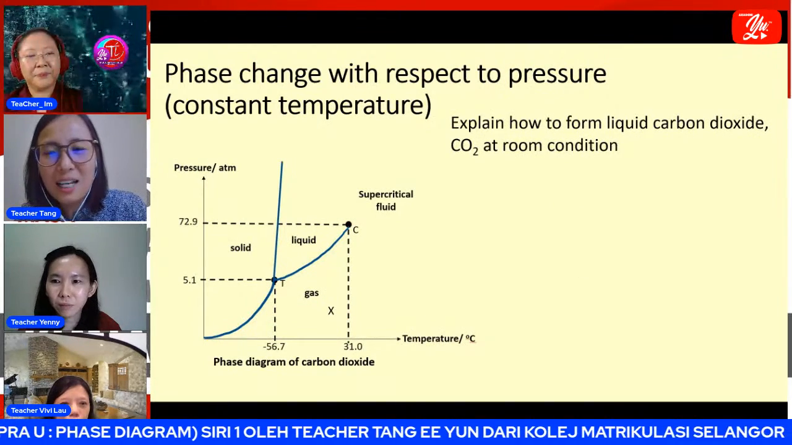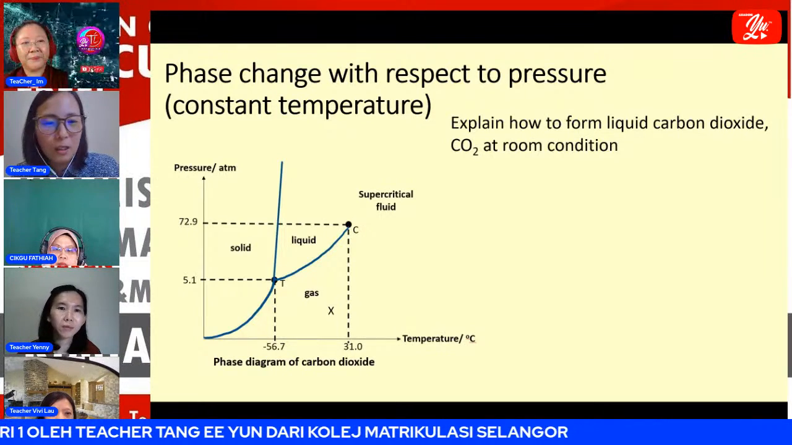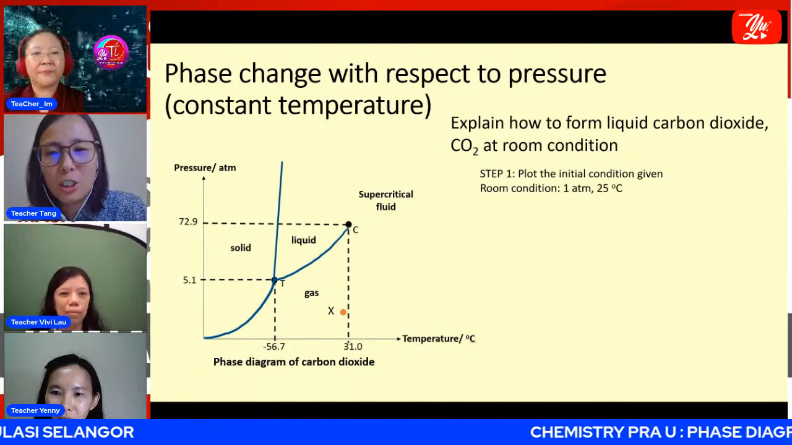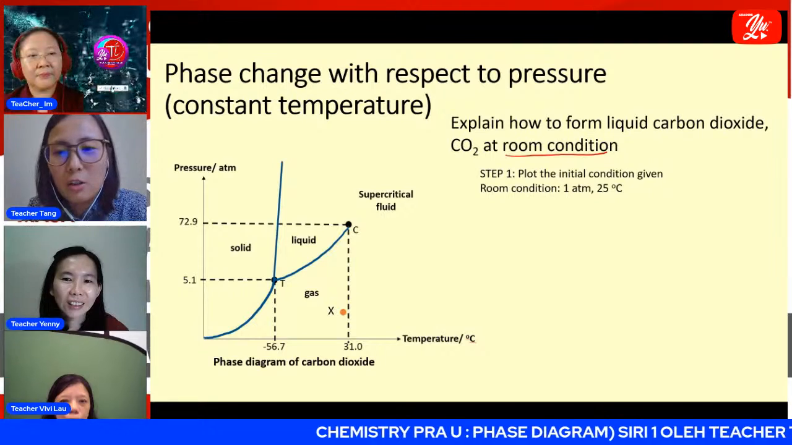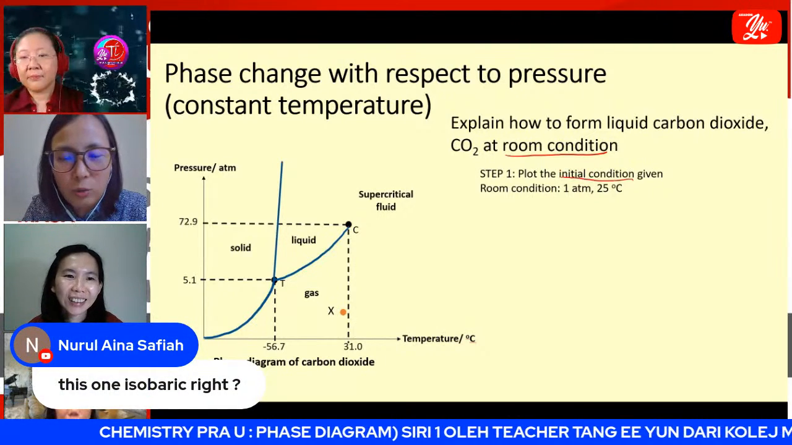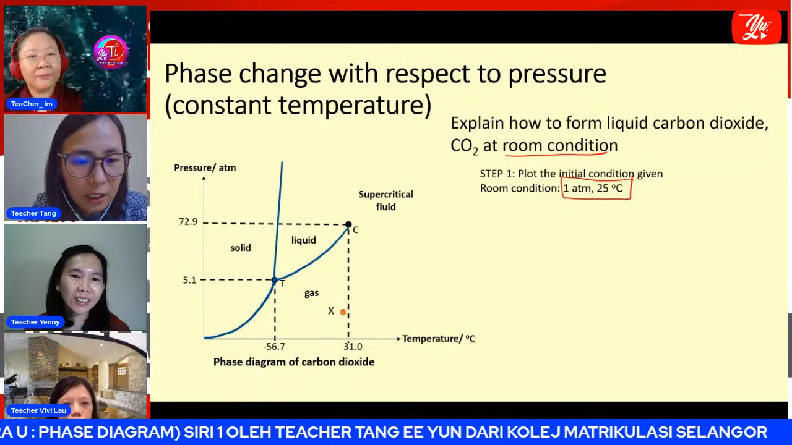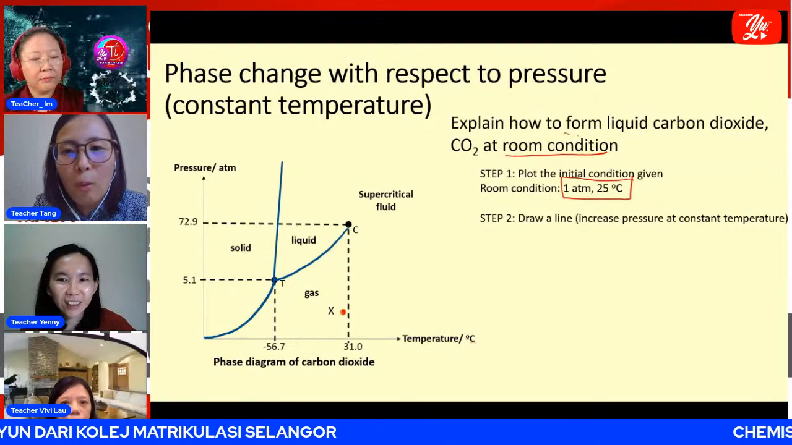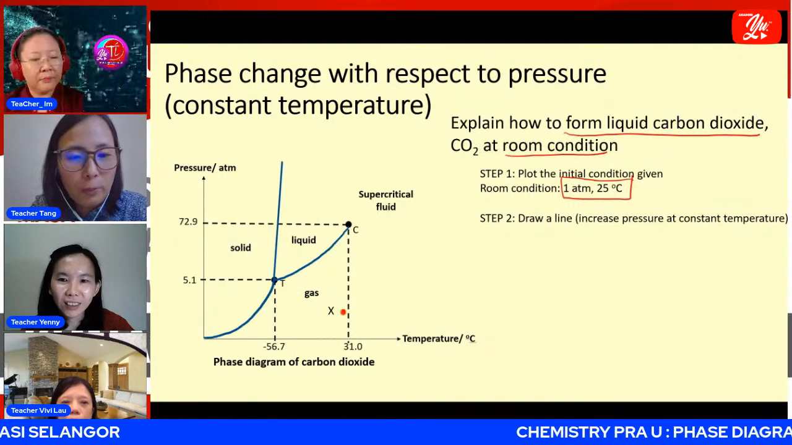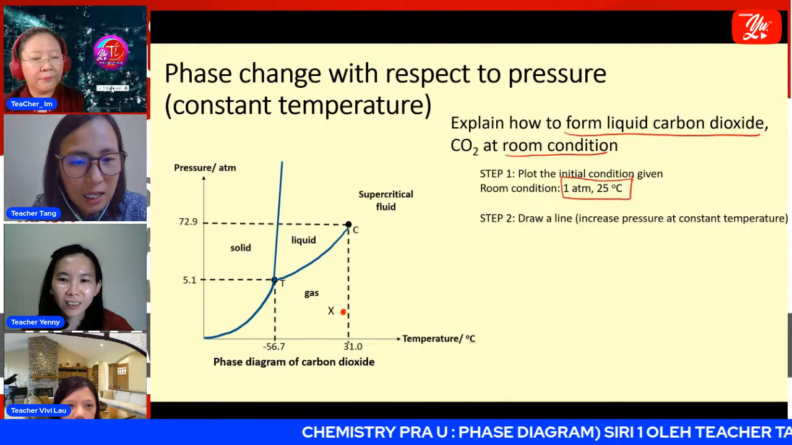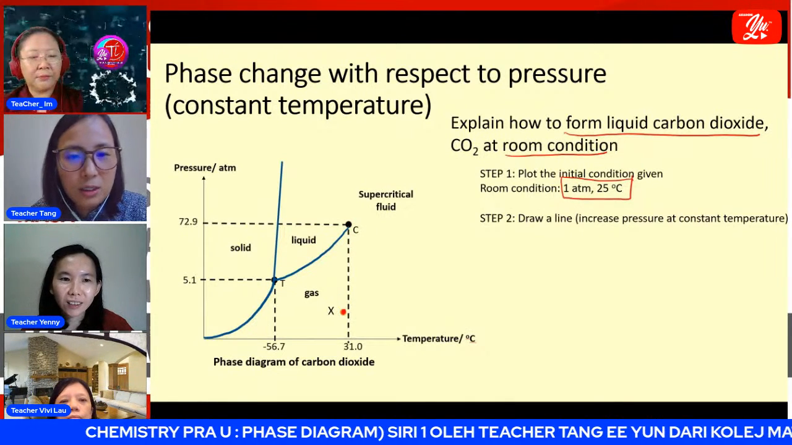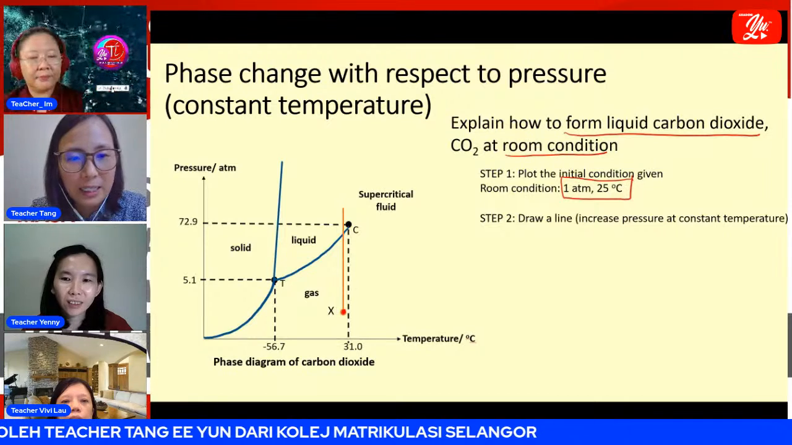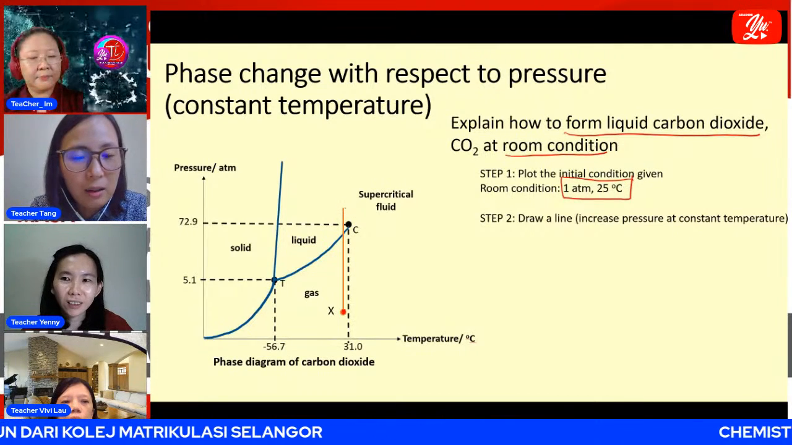If the question asks how to form liquid carbon dioxide at room condition, still follow the 4 steps. First, you need to plot your initial condition. The question says room condition, which is 1 atm, 25 degrees Celsius. So you plot that point first in your phase diagram. In step number 2, you need to draw the line to form liquid carbon dioxide. From the gas, your point X here, how can you get liquid carbon dioxide? Can you see that you need to draw a vertical line up, like this, in order to get to the liquid region.